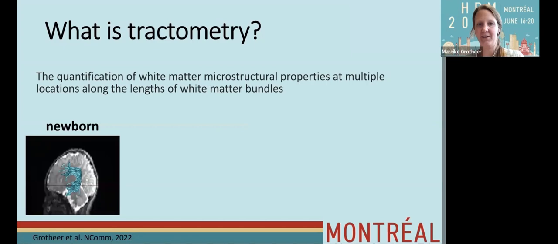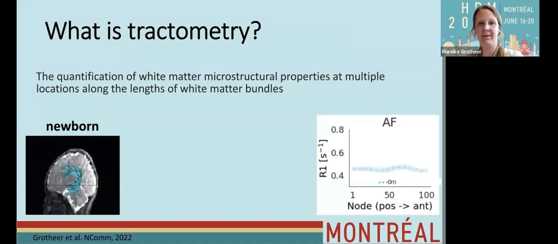First of all, what is tractometry? This you have heard many times already today, but it can't hurt to have a brief repetition. The term tractometry describes an approach where first you would identify the large white matter bundles or highways in an individual's brain, as for example the arcuate fasciculus that was identified here in the brain of a newborn. After identifying the bundle, you would then quantify its microstructural properties. You can use any microstructural measure, such as fractional anisotropy, mean diffusivity, or, as in this example, quantitative R1.